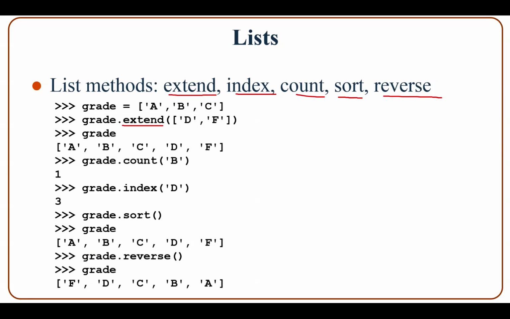So let's say you created grade again, and it has 3 elements now. If you want to, let's say, extend the list to contain more elements, right? So you give it a new list, another list containing D and F, using the extend method. So after running this, you show what you have in grade, and here you can see there are newly added items.